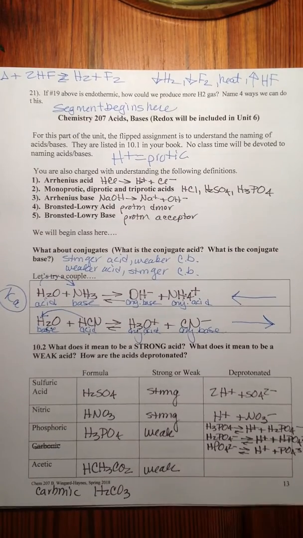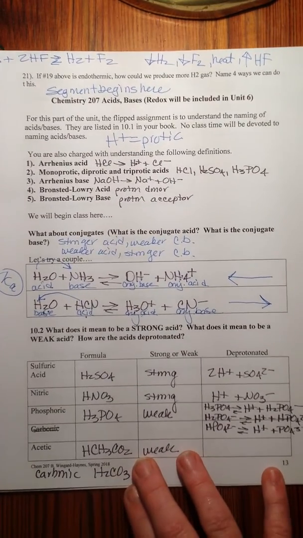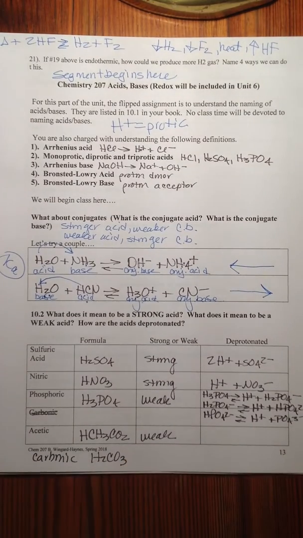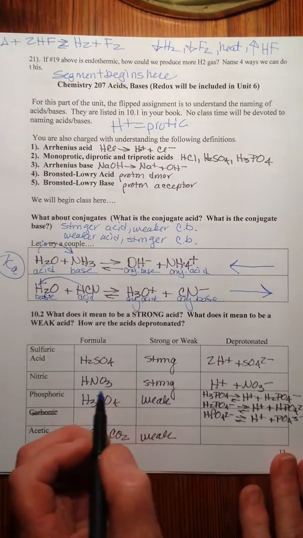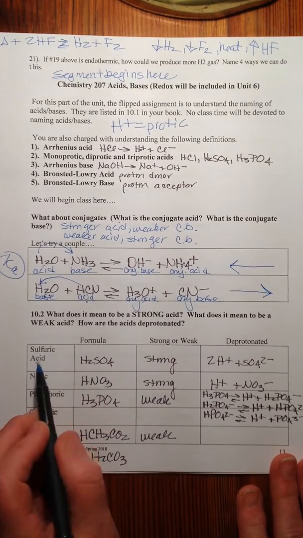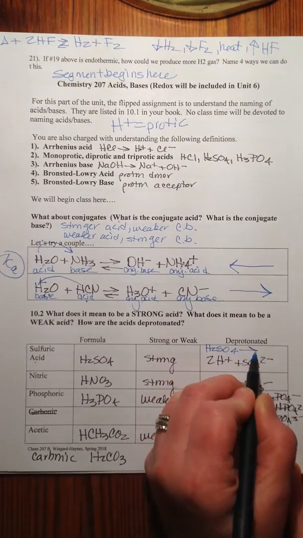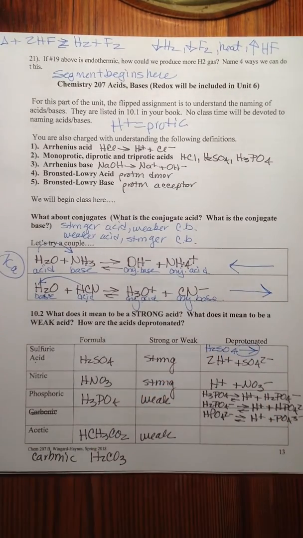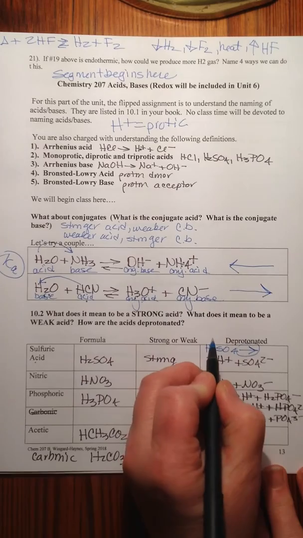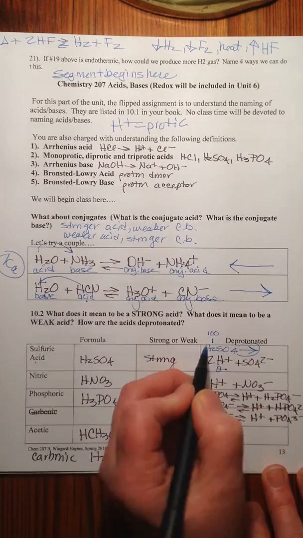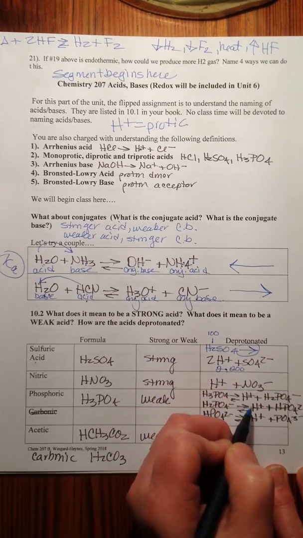Now, what does it mean to be strong? A strong acid is one that is completely deprotonated. The protons come off. For example, when I have sulfuric acid, H2SO4, and it is strong, what that means is that the H2SO4 completely deprotonates. It is not reversible. It goes forward only. So if I have one sulfuric acid, I'm going to have 2 protons. Or if I have 100 sulfuric acids, I'm going to have 200 protons.